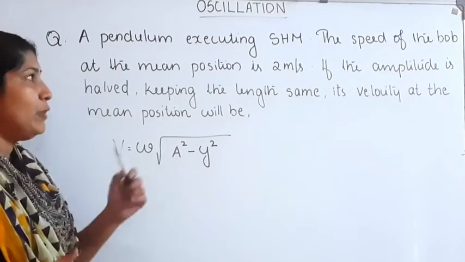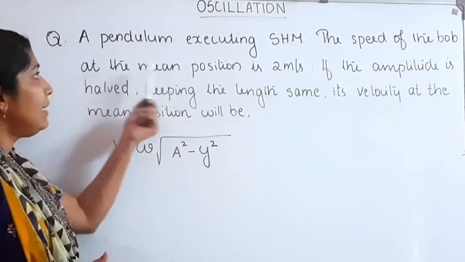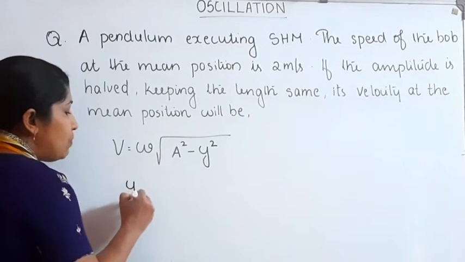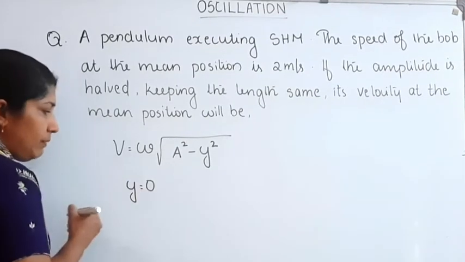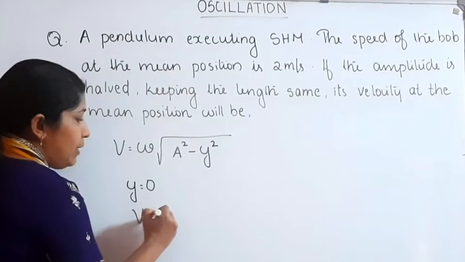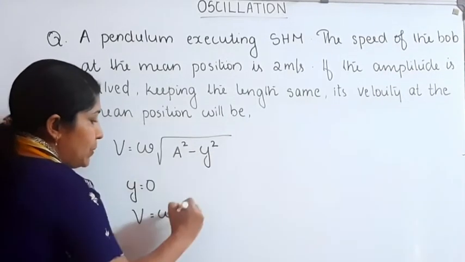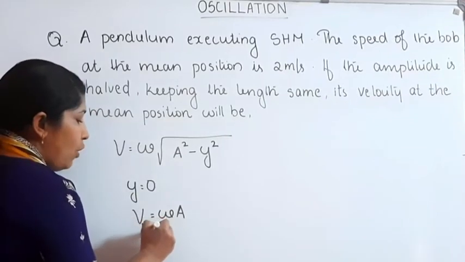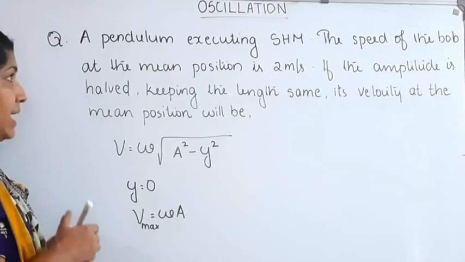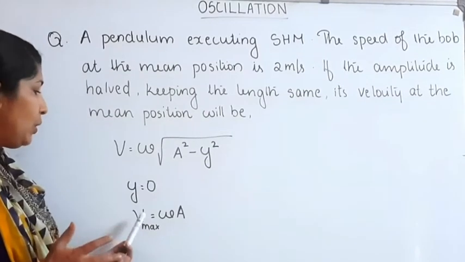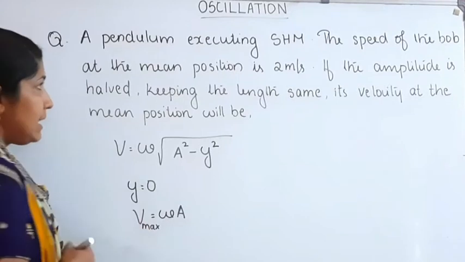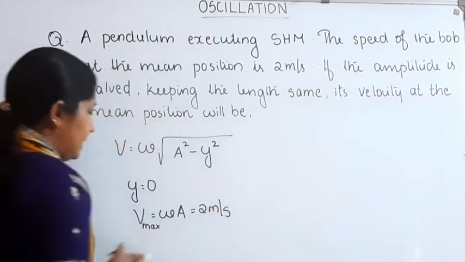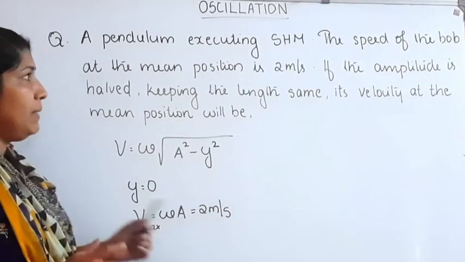Okay, the speed of the bob at the mean position is 2 meter per second. At the mean position, displacement y is equal to 0. Then velocity v is equal to omega into root of a square minus 0, so omega into a. And this is the maximum velocity of that particle. Maximum velocity is at the mean position. And this velocity that is given in the question as 2 meter per second. 2 meter per second is the maximum velocity at the mean position.